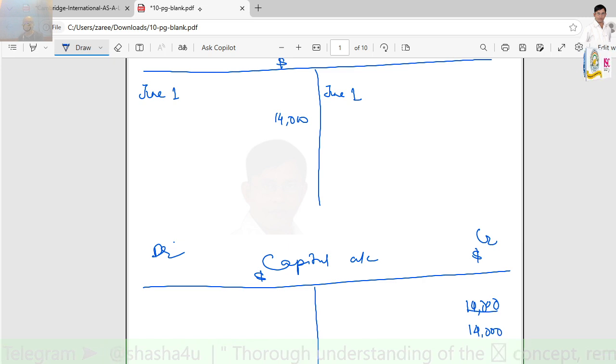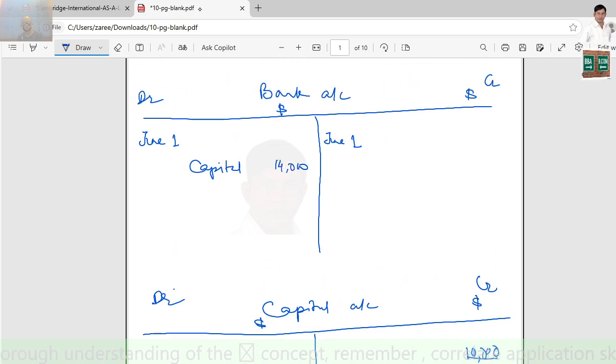So now here we have to write this. Why? Because of capital. This is known as completion of double entry, completion on the opposite side. So bank account is debited with capital account. Capital account is credited with bank account. So the entry is complete.